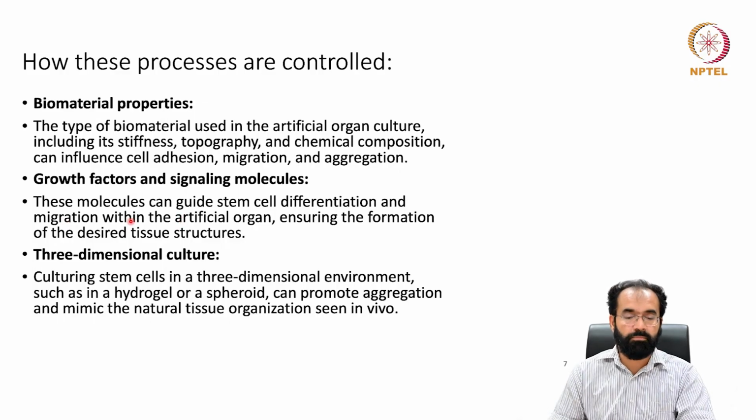these processes. The molecules can guide stem cell differentiation and migration within the artificial organ, ensuring the formation of desired tissue structures. So that is why growth factors and signaling molecules are important. Then three-dimensional culture: culturing stem cells in a three-dimensional environment such as a hydrogel or a spheroid can promote aggregation and mimic the natural tissue organization seen in vivo.